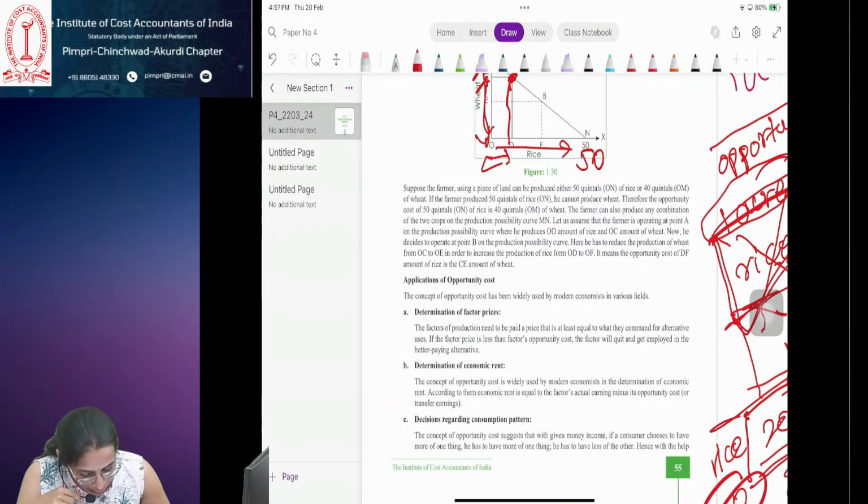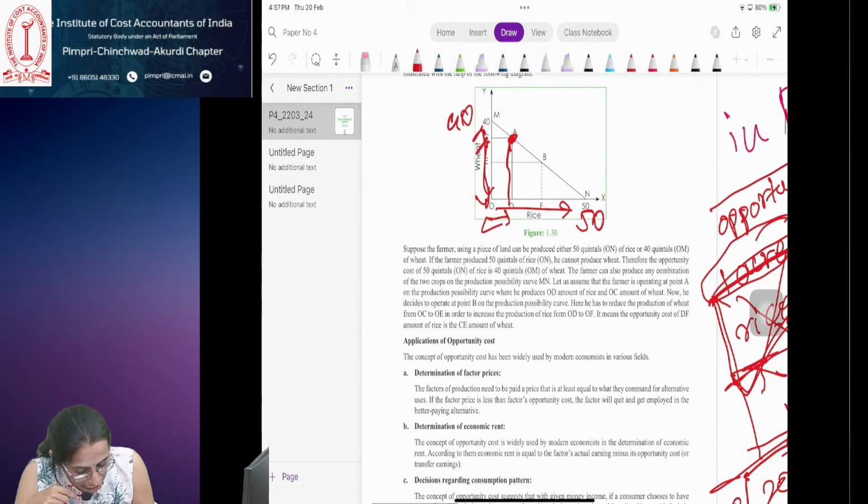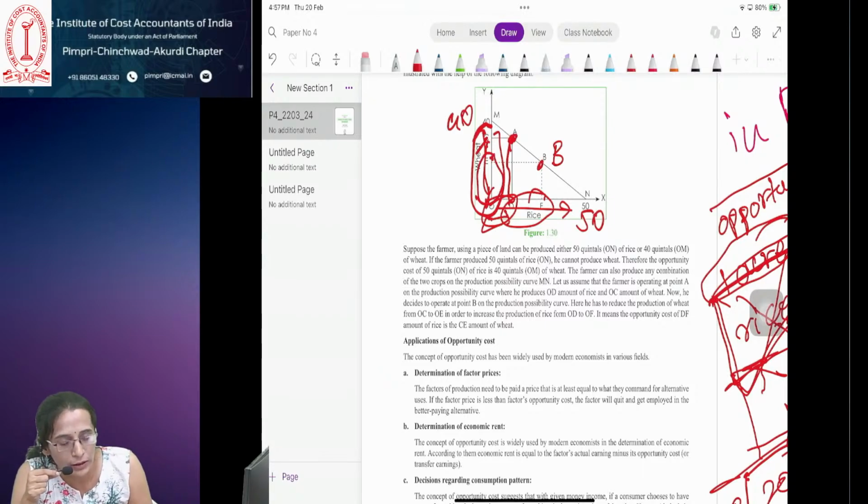Now he decides to operate at point B on the production possibility curve. Now he wants to shift to B. So what is happening? Rice increased from OD to OF, right? And wheat decreased from OC to OE. You can see, previously point A, now point B, wheat decreased from OC to OE. Why? Because we increased rice from OD to OF, right?